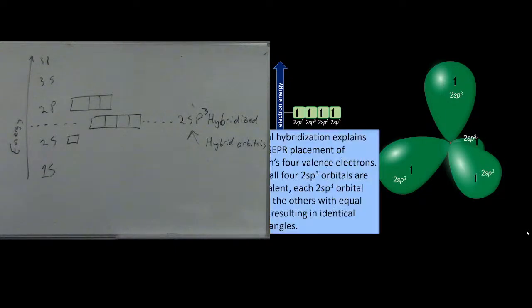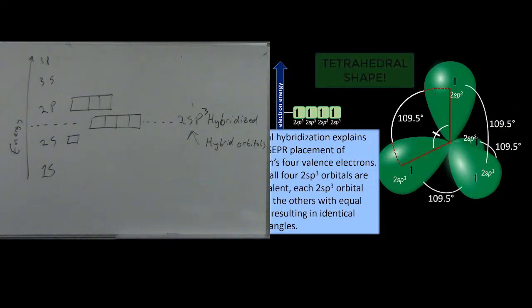We can see that orbital hybridization explains the VSEPR placement of carbon's 4 valence electrons, since all 4 2sp3 orbitals are equivalent. Each 2sp3 orbital repels the others with equal force, resulting in identical bond angles.